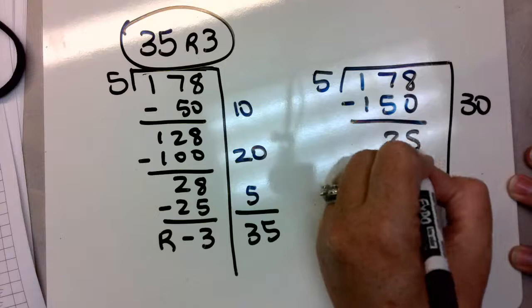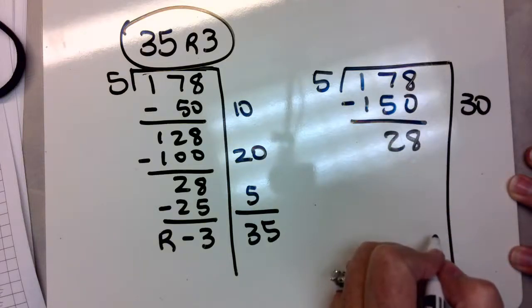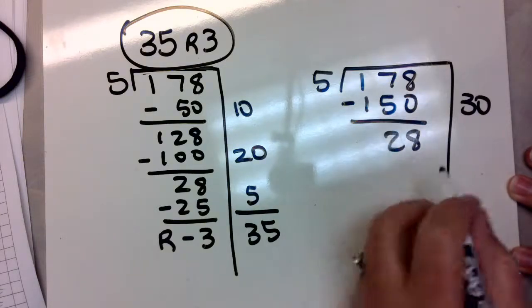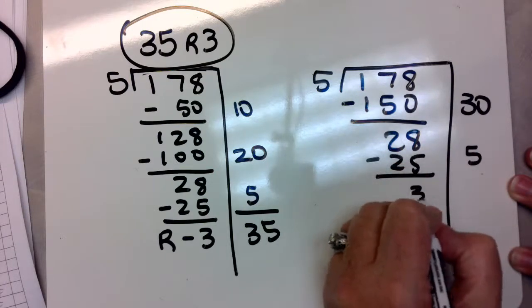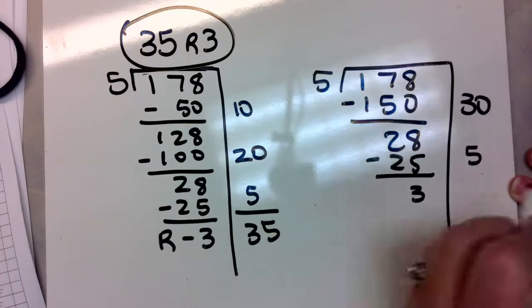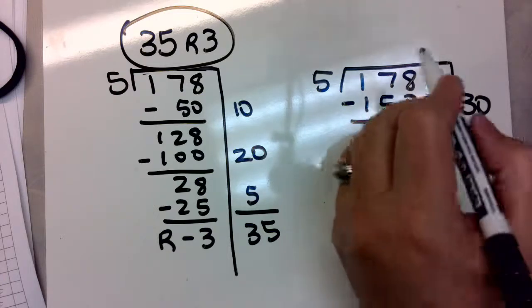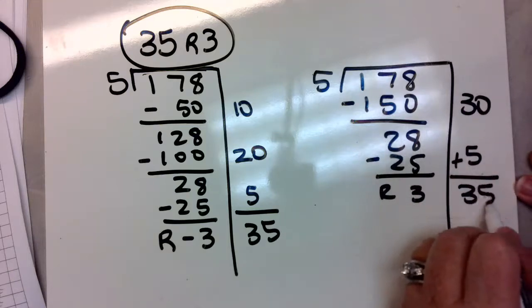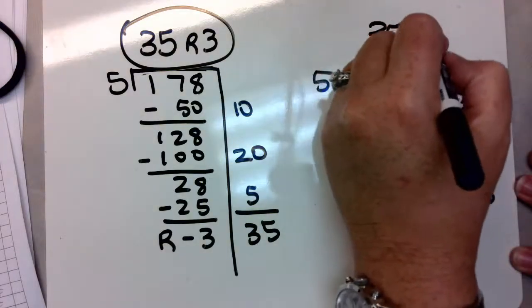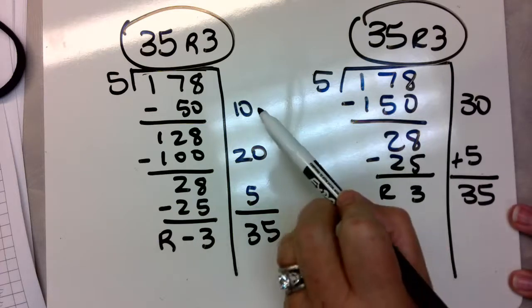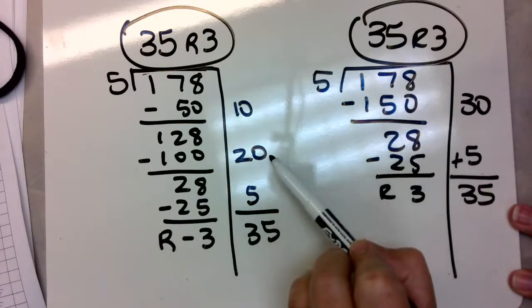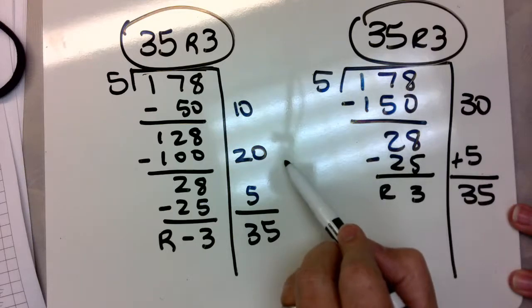Alright, so that gives us 28, and so again, this student's fluent. They know that 5 times 5 is 25, which is close to 28, with 3 left over. Okay, that leftover is my remainder. I add my partial quotients, 35, remainder 3. Same problem, students at 2 different levels, okay? So you might even have to start pulling out 10 at a time, not even getting to this 20 when you're first introducing the partial quotients.